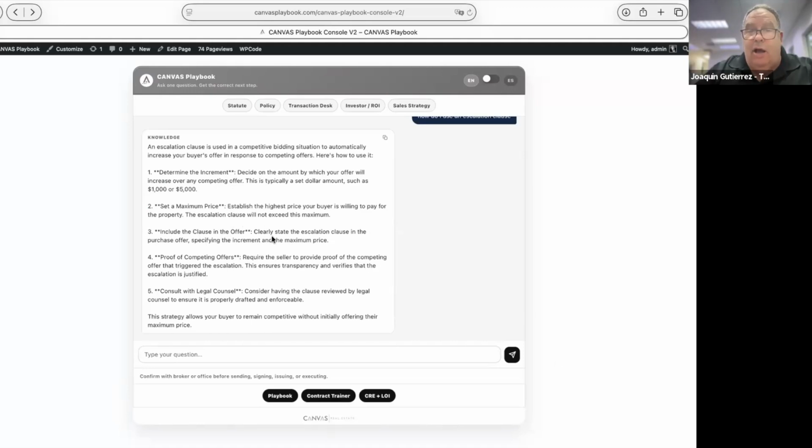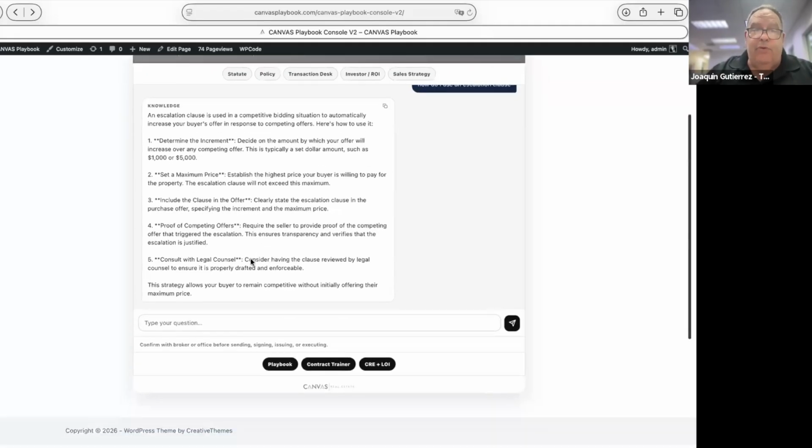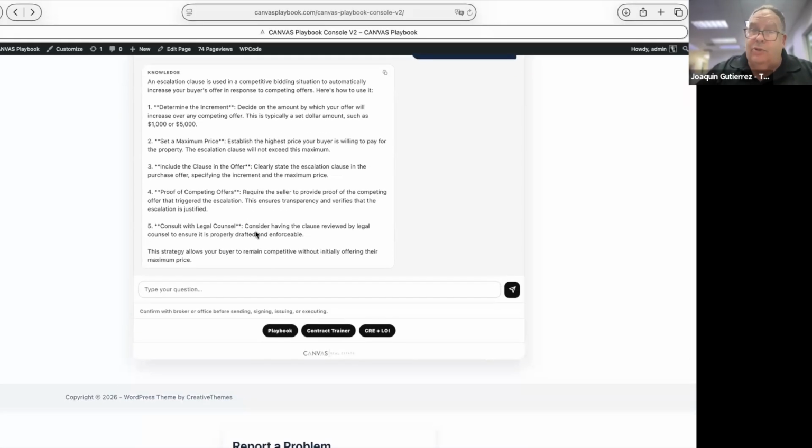Include the clause in the offer, clearly state the escalation clause, proof of competing offers. You don't want somebody to say, oh no, we got another offer, so yours is automatically this. You need to see the other offer. You need proof. Consult with legal counsel, right? Consider having the clause reviewed by legal counsel to ensure it's properly drafted and enforceable.